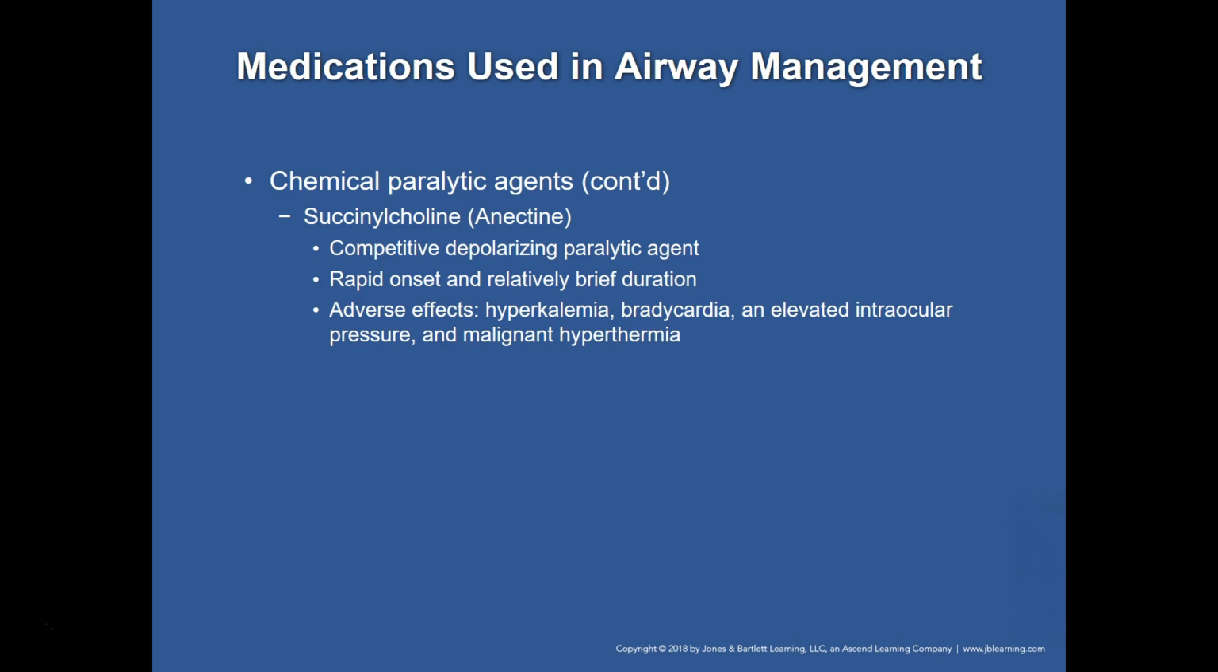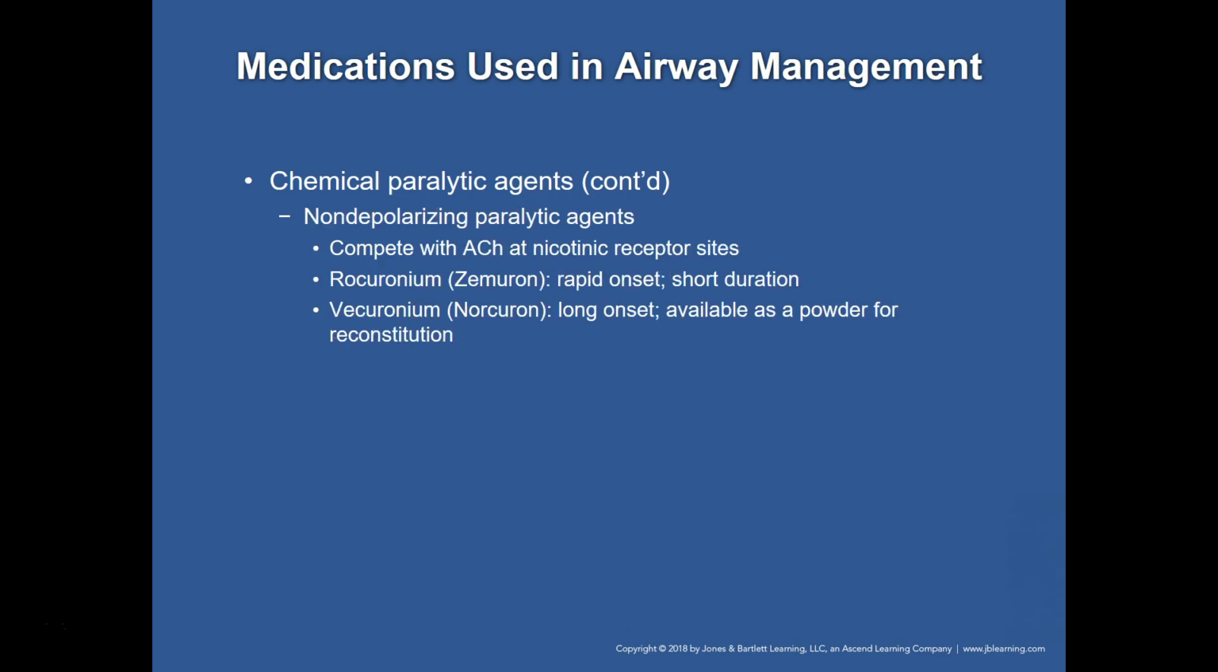Why are these important? Well, if you have somebody that is predisposed to hyperkalemia, such as someone that stopped taking their Lasix but is still taking their potassium, or someone that's taken a beta blocker, a bradycardia might be an issue. If they have glaucoma, intraocular pressure might be an issue. If they're a little hyperthermic already because of the environment that they're in or some environmental factor, that could be a problem. So those are all things that we're going to have to consider and be prepared for in the event that we use this as a paralytic for taking care of our patients.